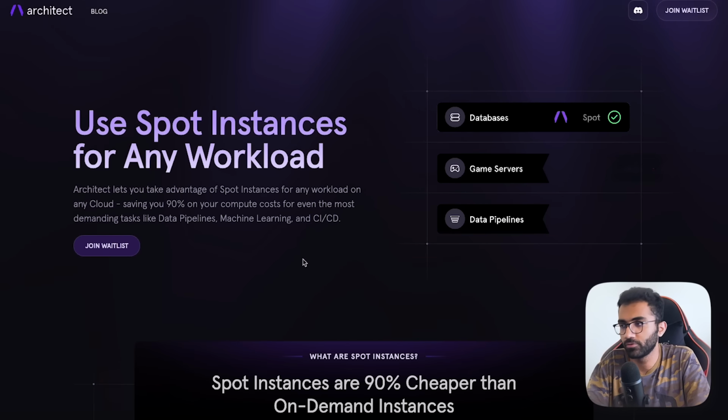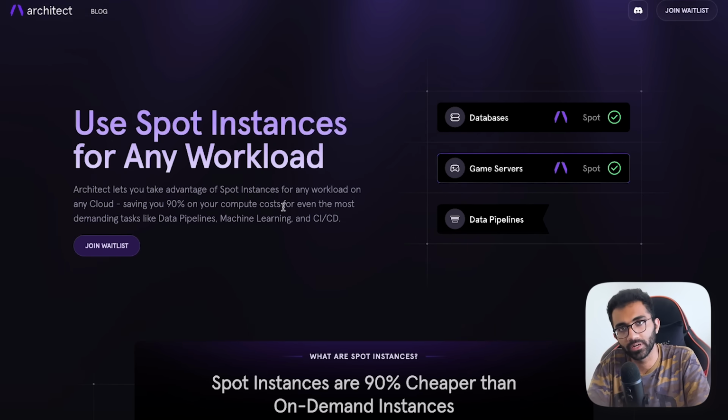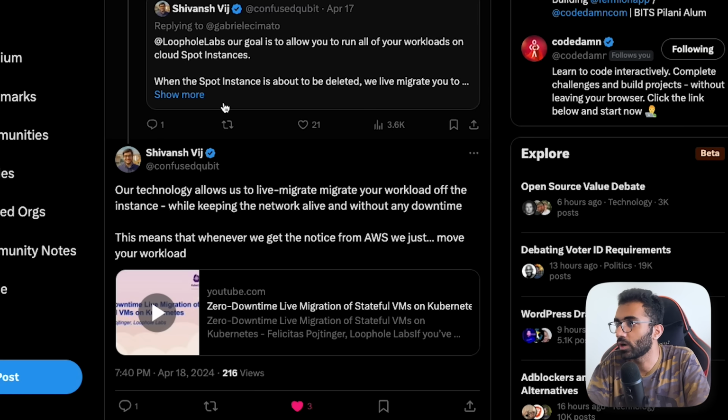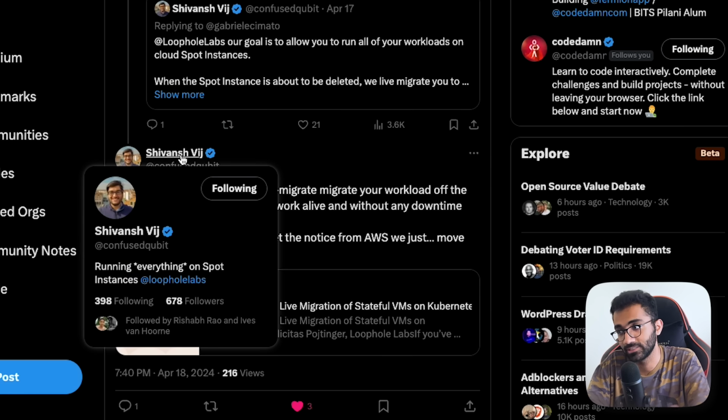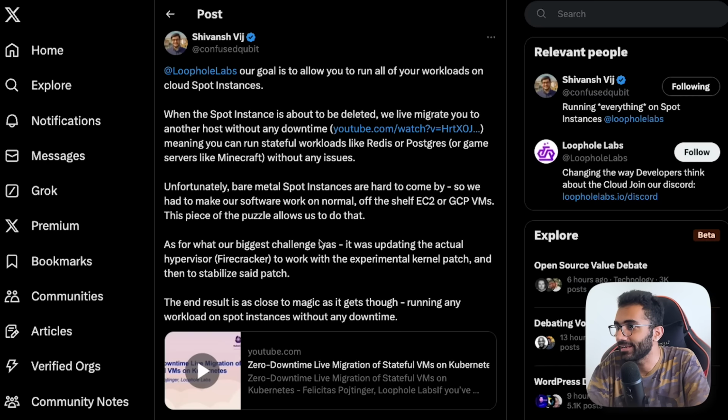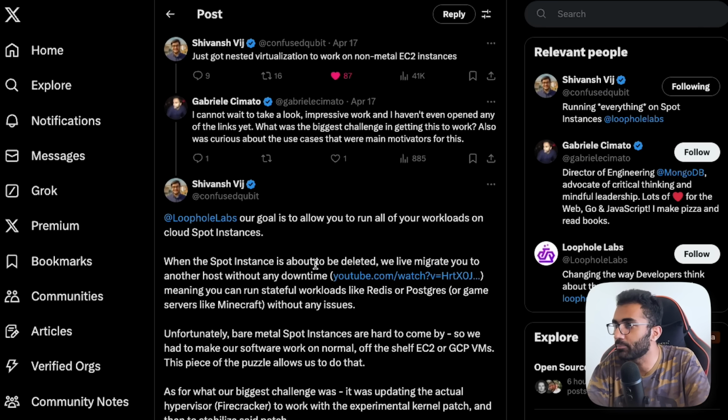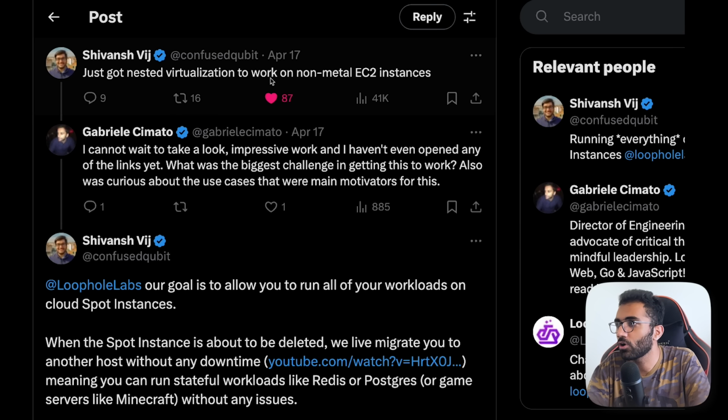I came across this project, which you are seeing right now, for the first time a few months back on Twitter itself, when I came across this guy called Shivansh. His handle is Confused Qubit, and I came across this interesting tweet in April where he said that he just got nested virtualization to work on non-metal EC2 instances. So what is this exactly?